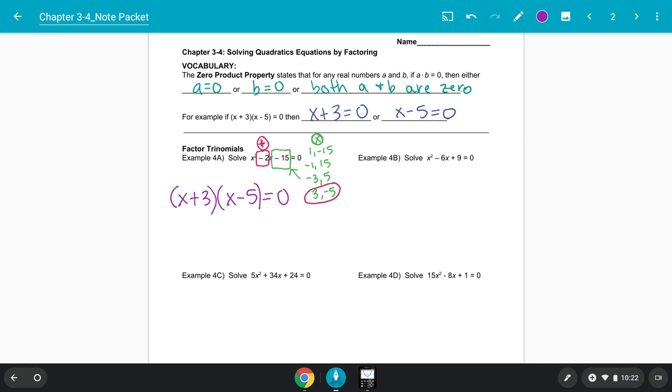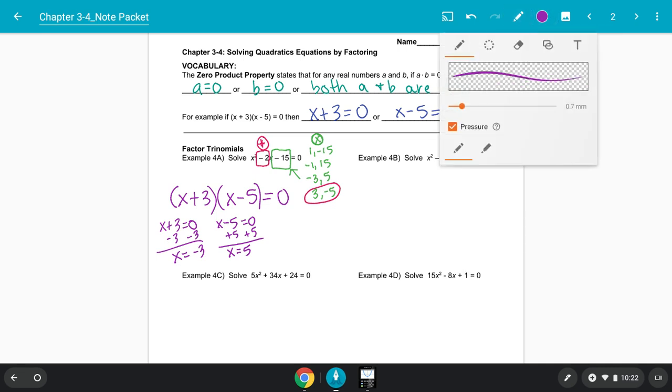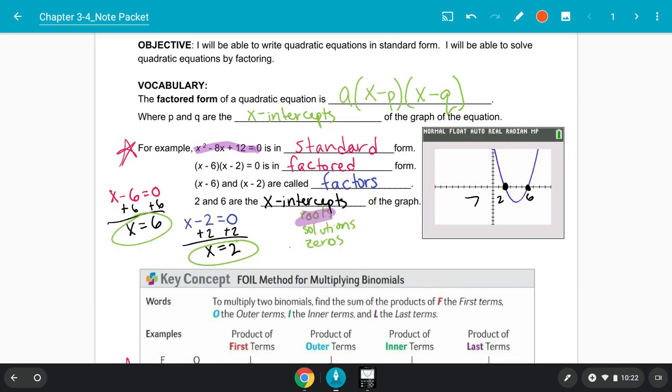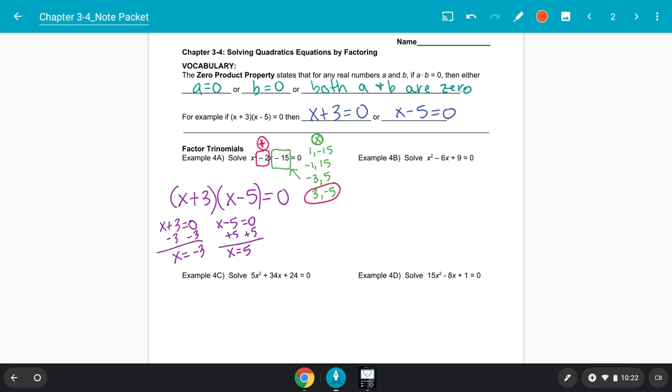Then we can set both of those parts equal to 0. And solve. So minus 3, x equals negative 3, plus 5, x equals positive 5. It ends up being the opposite of whatever it is in the parentheses. So that means that it says solve, which means you're looking for the solution, which again, back here on the first page, I mentioned solutions is something they might ask for. So if it says solve, that means, again, find the x-intercepts or find the zeros.